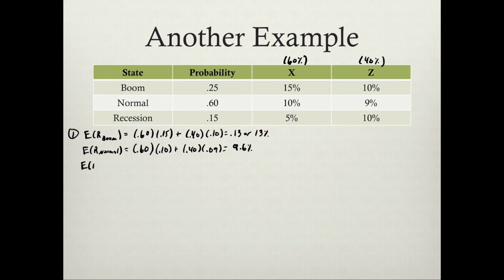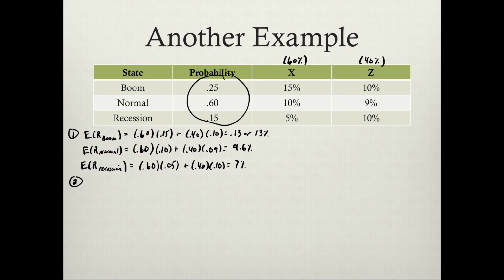And so here I have the expected return in a recession, which is once again 60% in asset X multiplied by its 5% return, 40% in asset Z multiplied by its 10% return. And if the bust economy occurs, then the return of the portfolio would be 7%. So step 1 is compute the portfolio return for each state. Step 2, compute the expected return of the portfolio as a whole.